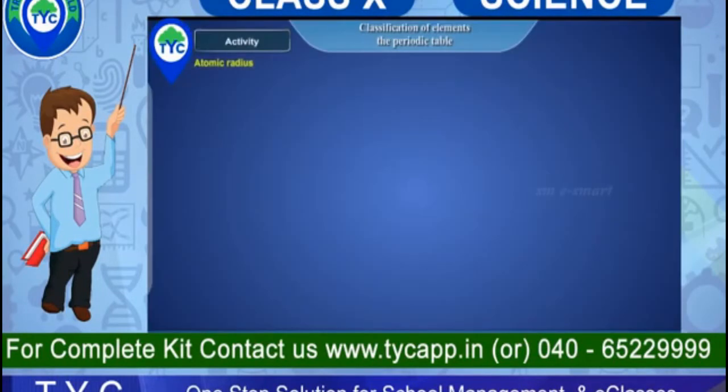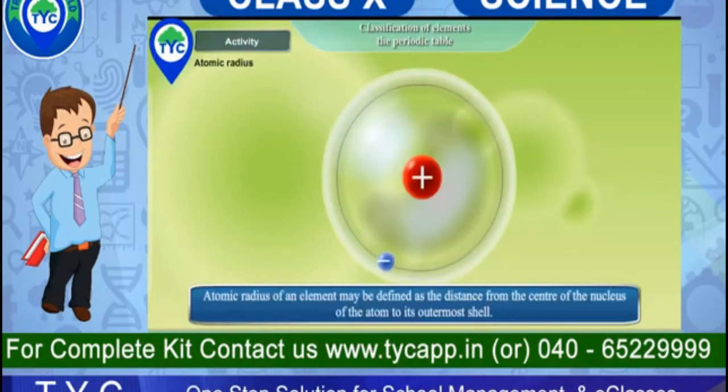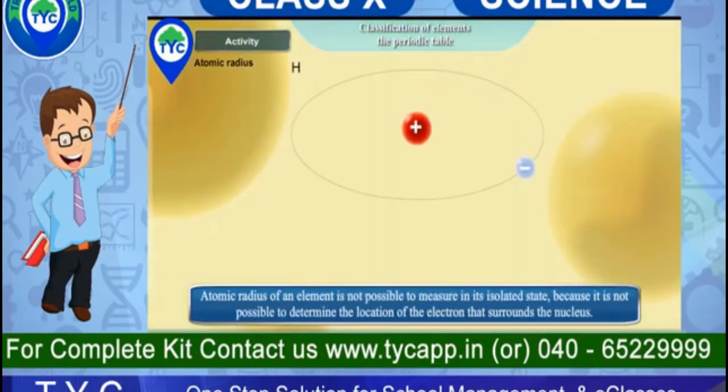Atomic radius. Atomic radius of an element may be defined as the distance from the center of the nucleus of the atom to its outermost shell. Atomic radius of an element is not possible to measure in its isolated state because it is not possible to determine the location of the electron that surrounds the nucleus.